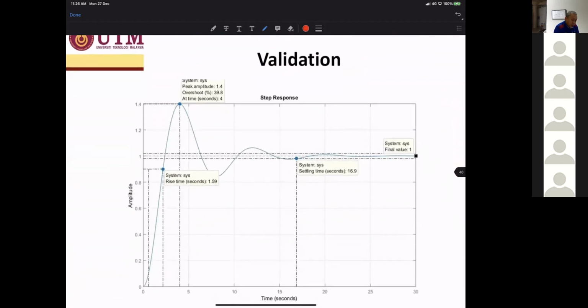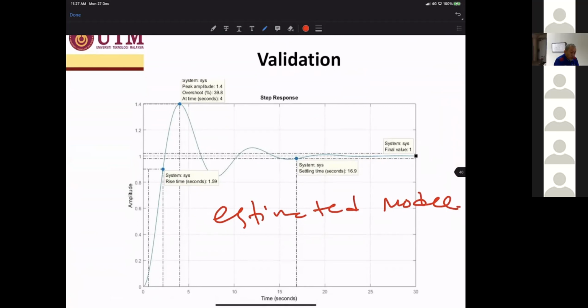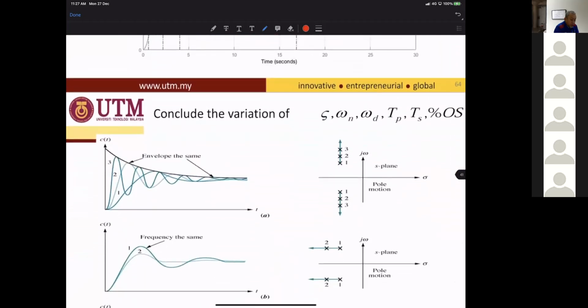And the validation, compare with the real one. Okay, it's about the same. Where final value is 1, settling time 16.9, but we don't use settling time here. We use peak time. Okay, so you can get the mathematical model.